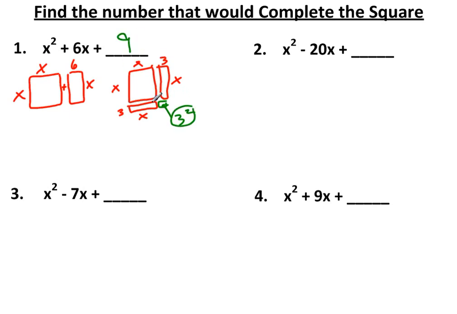But what's an easier way than actually drawing this out each time? Well, if I take my middle term, my b term, and cut it in half, I get 3, and then I can square that to get my missing piece.